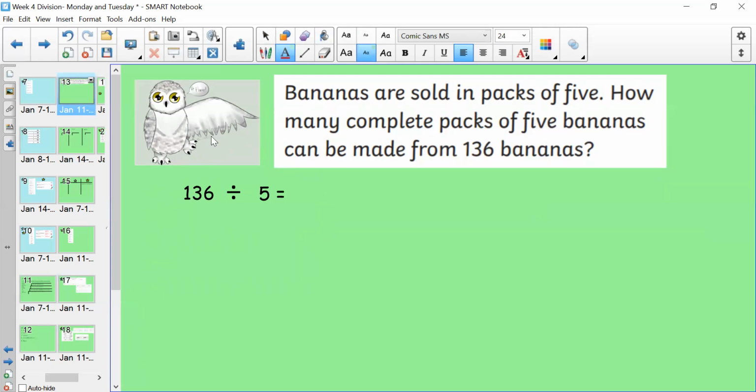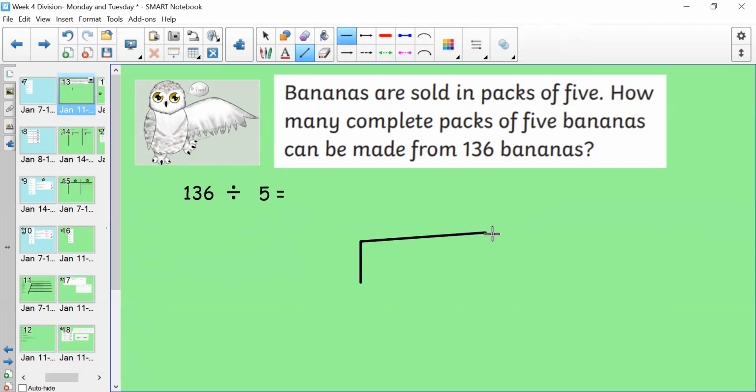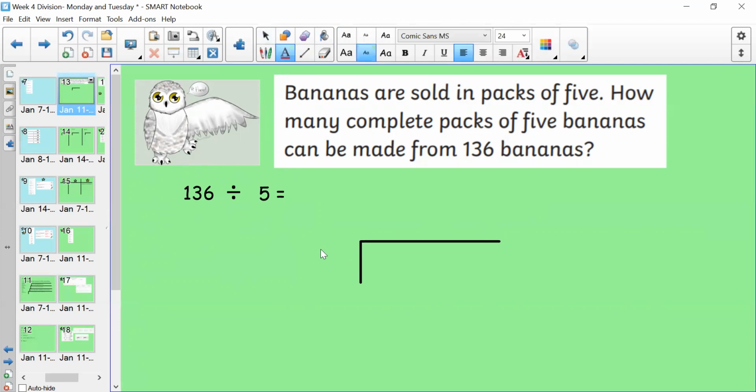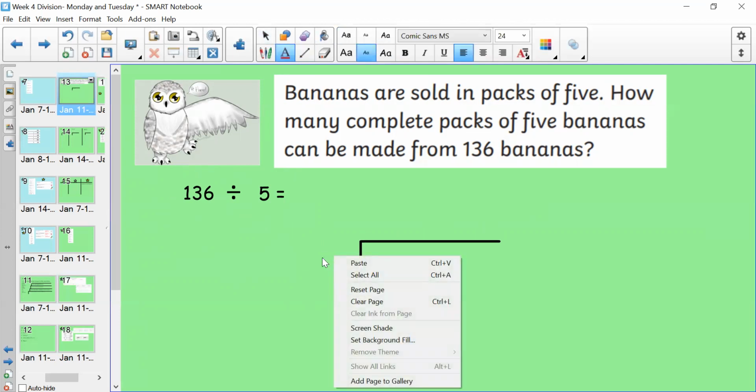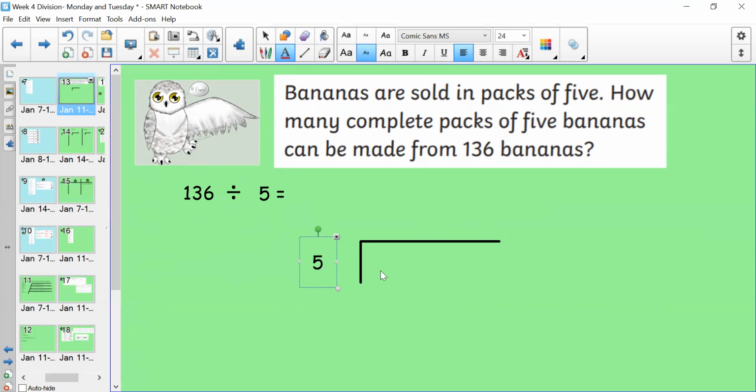So if we think about all the different ways we can divide, we could either use our multiplication to help us, or we could count in multiples of 5, but looking at those two methods, that'll take quite a while to work this out. So we're going to continue to use the bus stop method. Okay, so we have our 5 and 136.